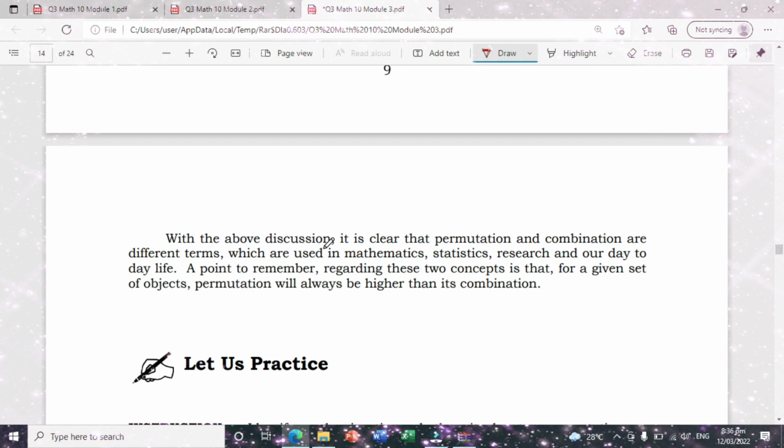So, with the above discussion, it is clear that permutation and combination are different terms which are used in mathematics, statistics, research, in our day-to-day life. A point to remember regarding these two concepts is that for a given set of objects, permutation will always be higher than its combination.